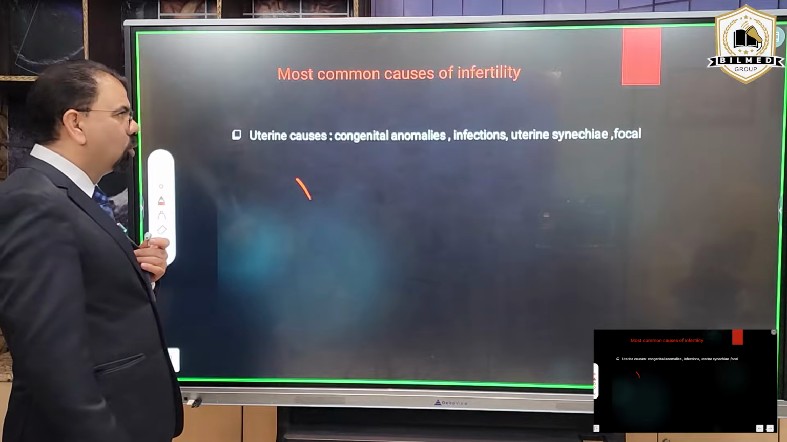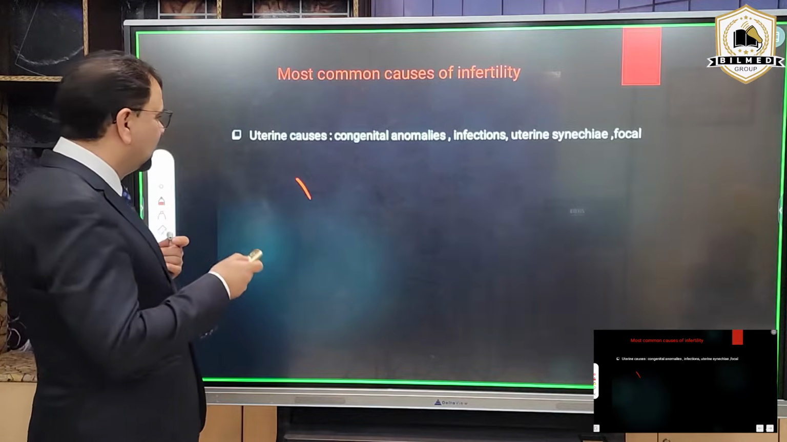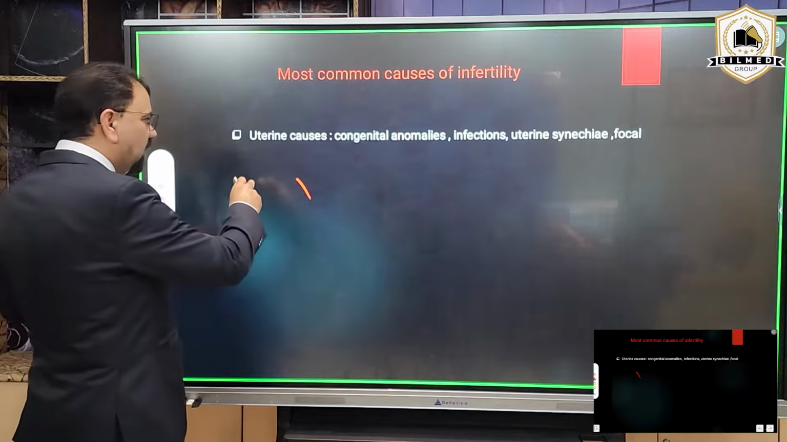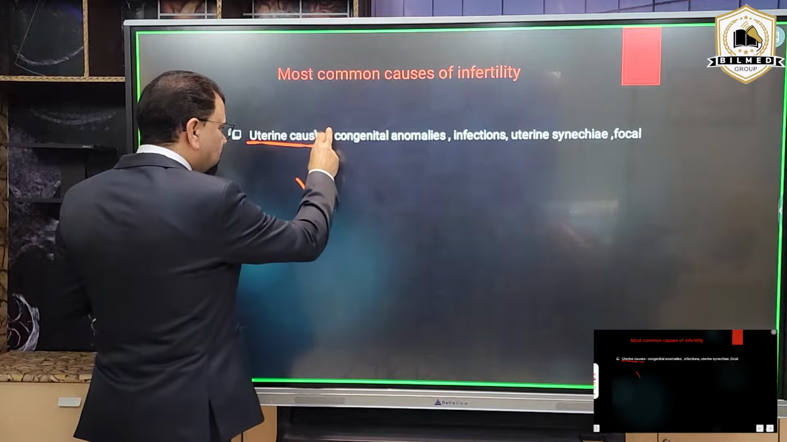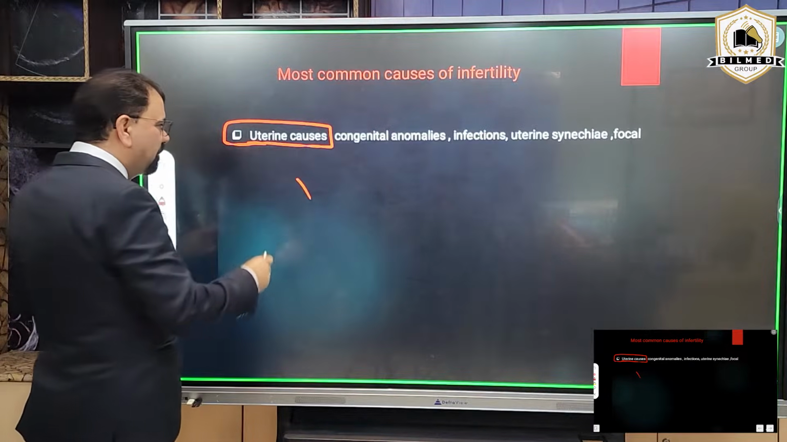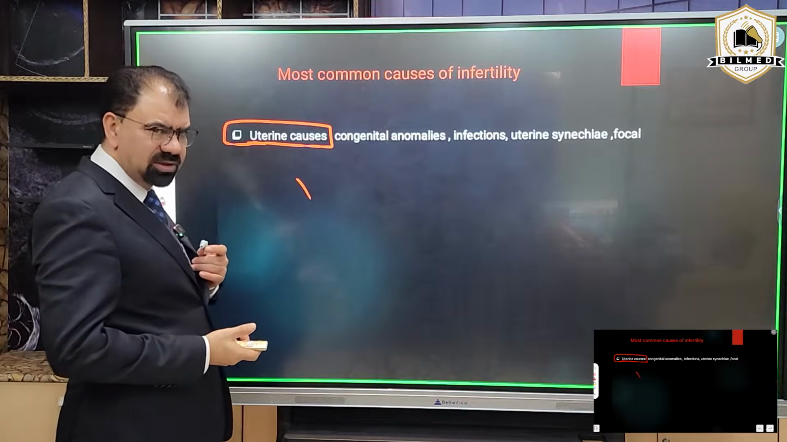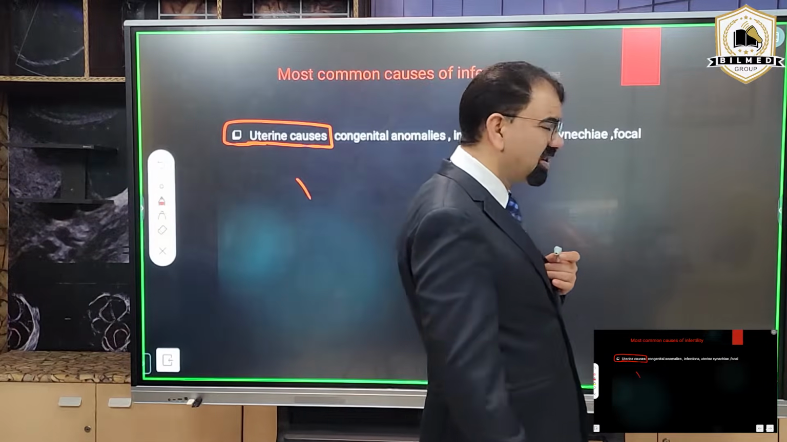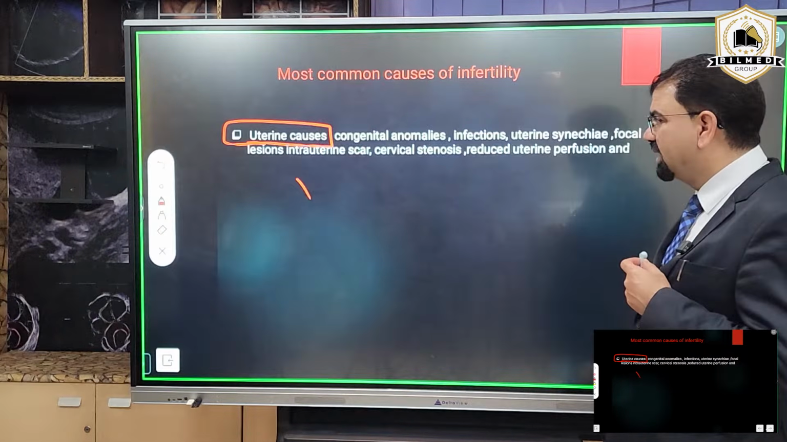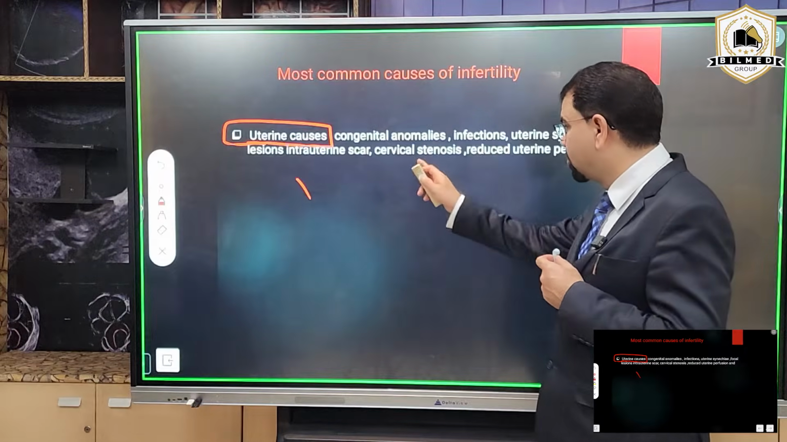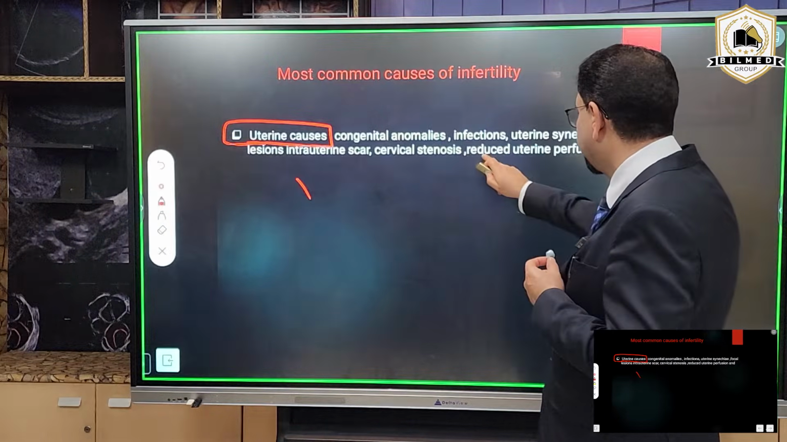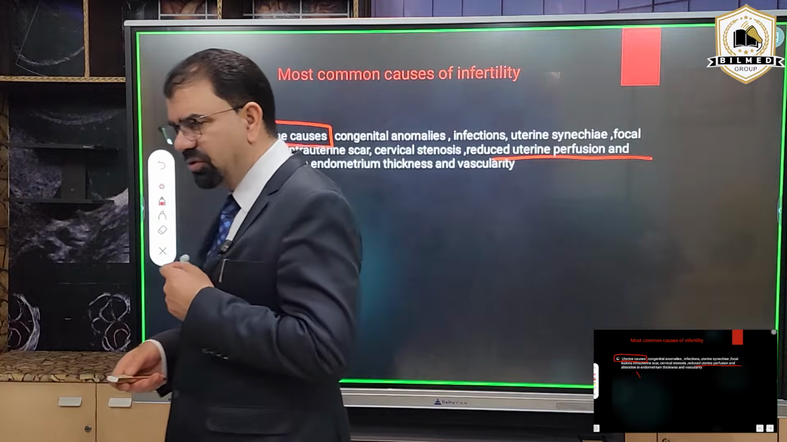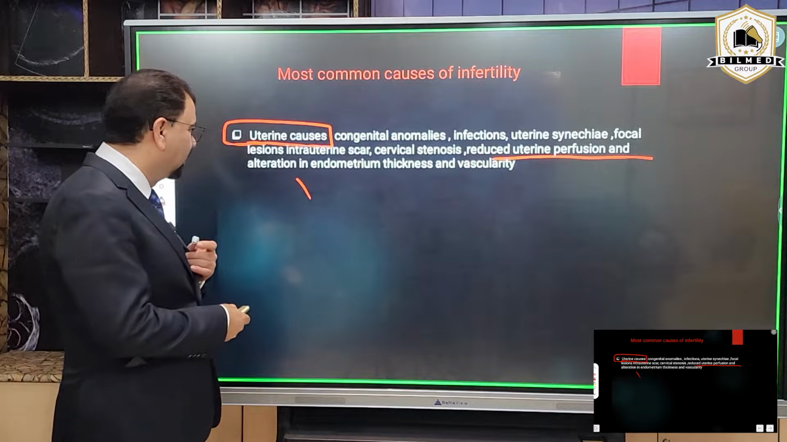Now, the most common causes of infertility, I will give you in some sets. Maybe there are some uterine causes, and these uterine causes can be congenital abnormalities of the uterus, infections, maybe some synechiae, maybe cervical stenosis, maybe there is reduced perfusion of the uterus, which can be seen on the color Doppler, which we will discuss in brief today.